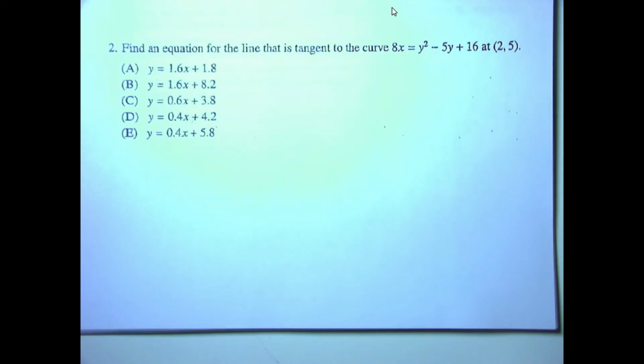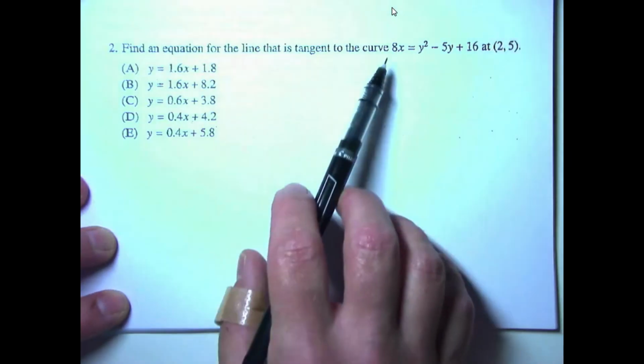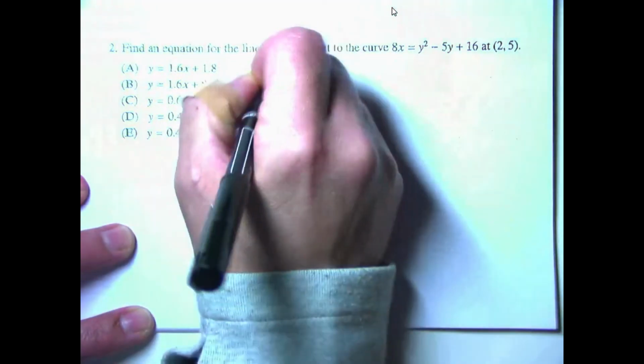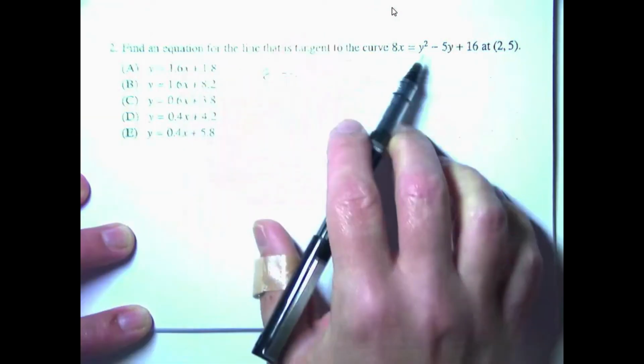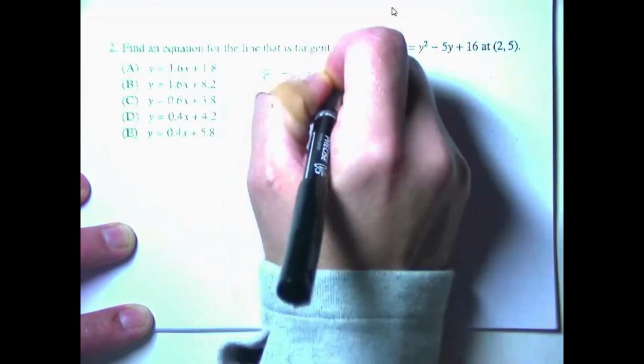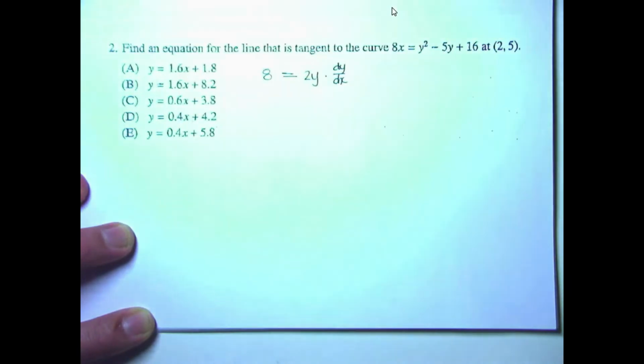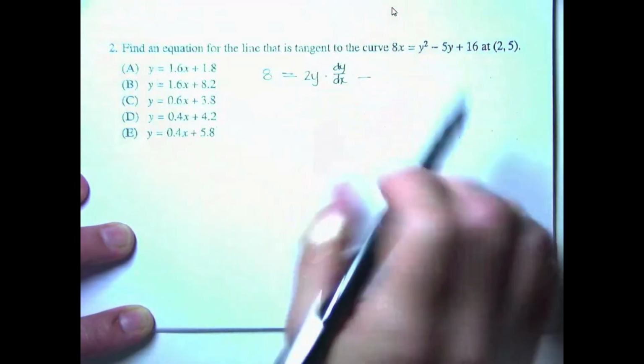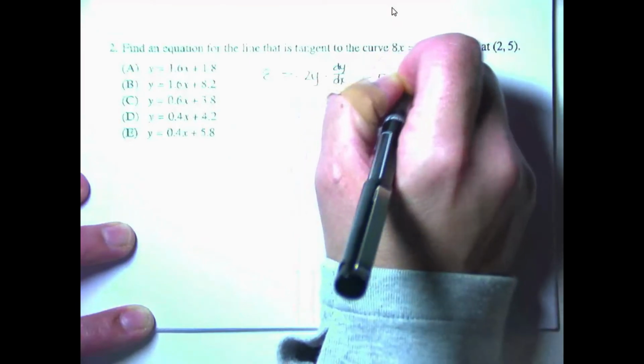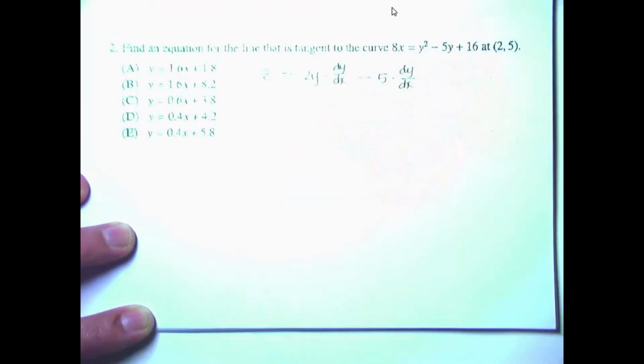So when I find the derivative of a term containing an x, we just find the derivative as usual. But when I find the derivative of a term containing a y, I'm going to tag on dy/dx to indicate I just took a derivative of y with respect to x. All right, so here we go. The derivative of 8x is 8, equals the derivative of y squared, which is 2y, but remember, tag on your dy/dx, minus the derivative of 5y, which is 5 times, again, dy/dx, and of course the derivative of a constant is 0.